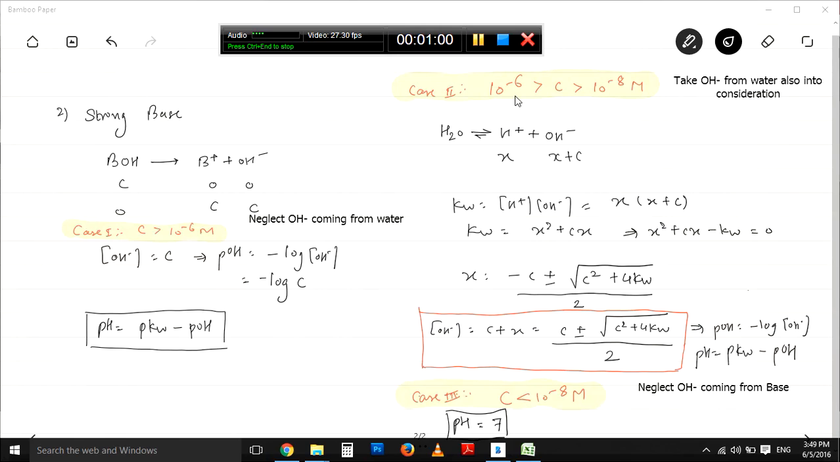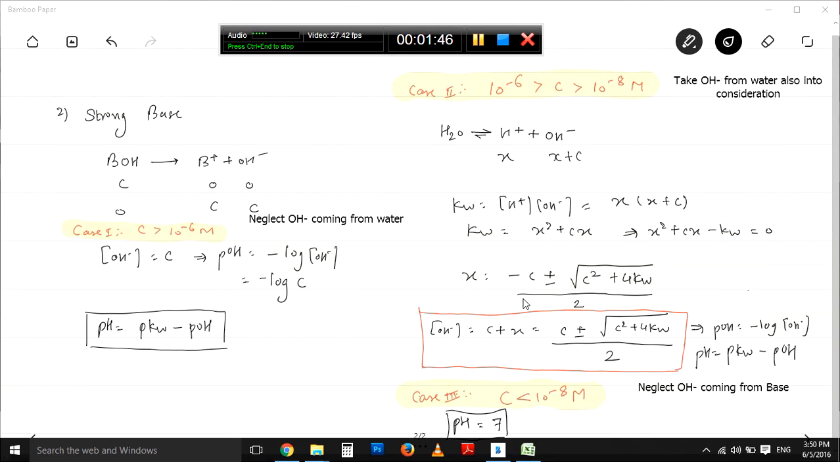The second case is when the concentration is between 10 raised to power minus 6 and 10 raised to power minus 8. In this case again you will have to consider OH minus coming from H2O. The concentration of H plus and OH minus coming from water will be assumed to be X, and the total OH minus that you will get is going to be C plus X, where X is coming from water and C is coming from your strong base. Now again Kw is H plus into OH minus, so you will get a quadratic equation in terms of X. Once you solve this quadratic equation, the value of X will be minus C plus or minus root of C square plus 4 Kw by 2, which was the same as the last case.